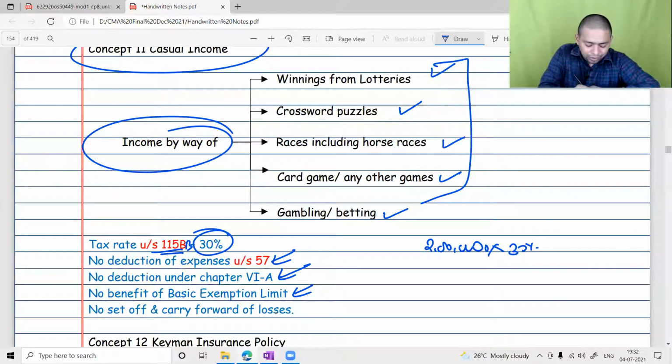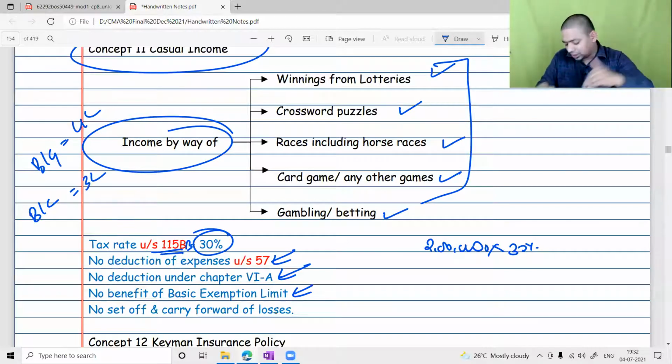So if I have betting losses and there is a betting gain of 4 lakh rupees and betting losses of 3 lakh rupees, will I be able to set off? The answer is no. You cannot set off the losses. You cannot carry forward the losses. Government ignores expenditure. Government ignores losses. Only the gain will be taxable in the Chapter IFOS.